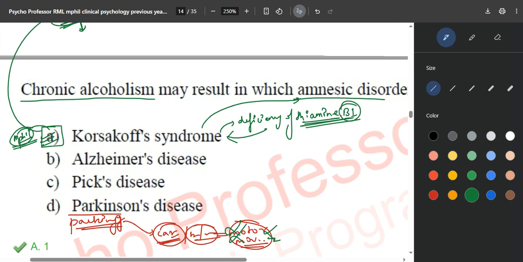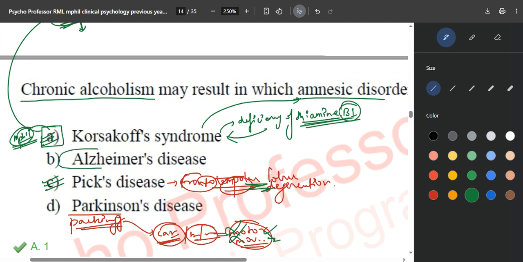Okay, now talking about option number C, Pick's disease. Pick's disease is related to frontotemporal lobar degeneration. So this is the thing, frontal and temporal differences in between, and it also leads to amnesia. And this Alzheimer's is important.